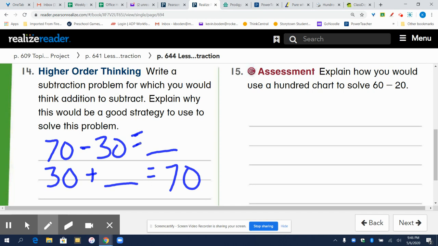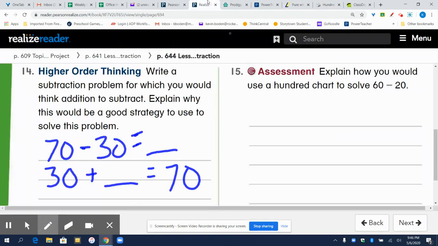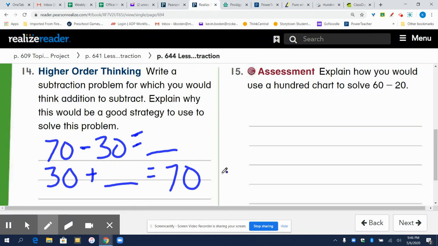And then number 15 says, explain how you would use a hundreds chart to solve 60 minus 20. If you want to, you can pause the video whenever I come up here and I'll show you a hundreds chart. The equation is 60 minus 20. So what would you do if you had 60, take away 20? You have to explain that in words, what you would do for number 15 if you had a hundreds chart to solve 60 minus 20.